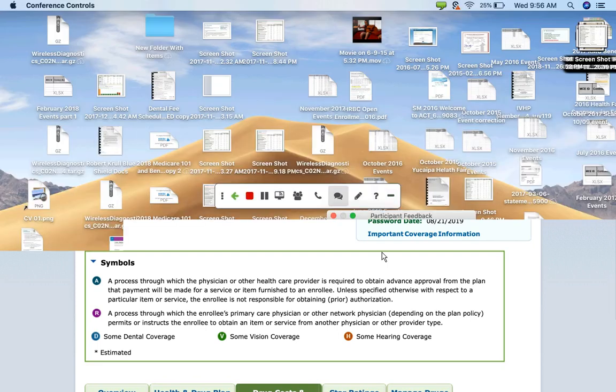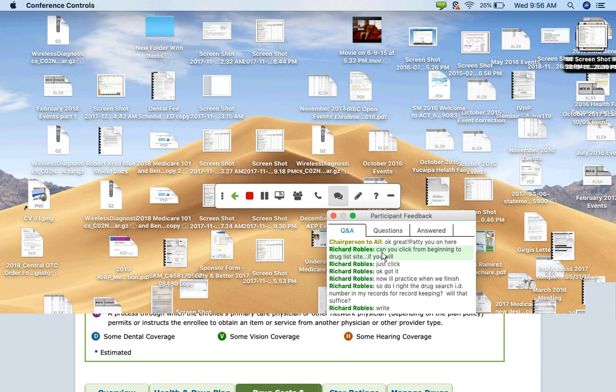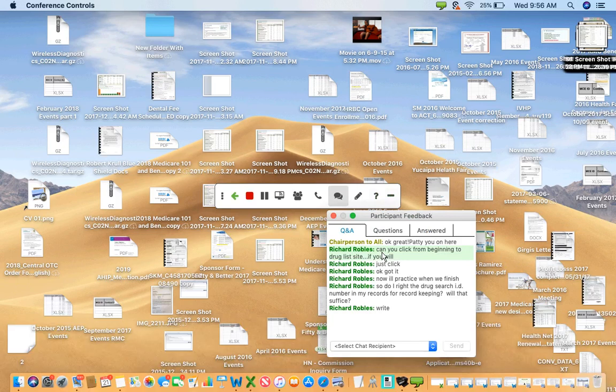And yes, Richard, write the drug list ID number in your records, and the records that are attached to the application. Whenever you submit an application, you're supposed to submit it with a cover sheet. On that cover sheet, in the lower right-hand corner, there's a section where you can add drug information. You can write the drug list ID number on there. And if you like to keep copies of your application, then that's definitely the place where you want to write it.